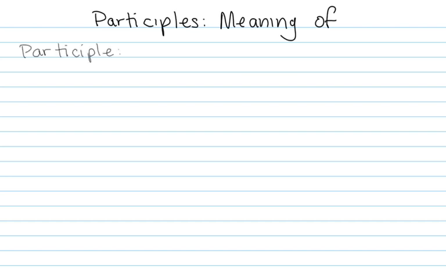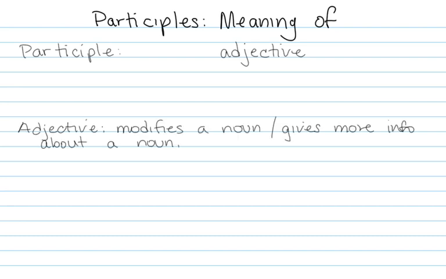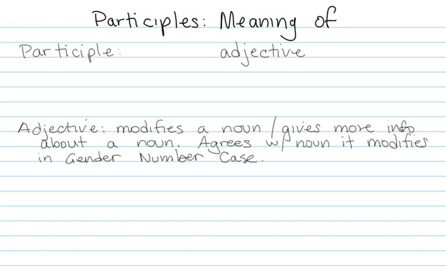A participle is an adjective. It's a specific kind of adjective, so all adjectives modify a noun. That is, they give us more information about the noun. And in Greek and in Latin and some other languages, adjectives must agree with the noun that they modify in gender, number, and case. So that means that the endings of adjectives decline, just like the endings of nouns decline, and they show us gender, number, and case. But it's a special kind of adjective.